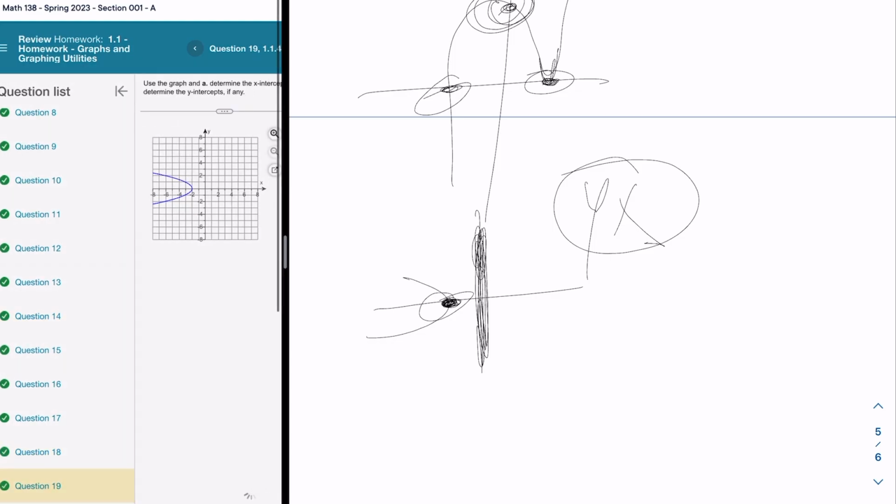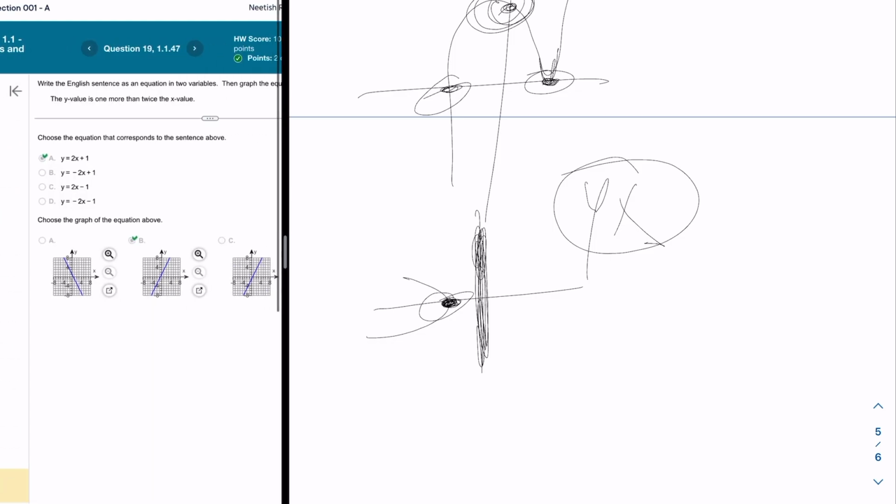Question number 19. Question number 19 is choose the equation that corresponds to the sentence above. So we have been given the equation, oh sorry, we have not been given the equation. We need to find what the equation is. The question is the y value is 1 more than twice the x value. We need to make our equation by looking at the given sentence, and from that sentence we need to make our equation.